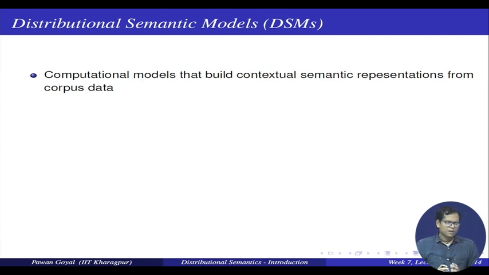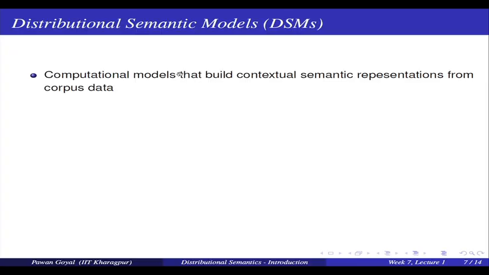Now, to capture these distributions and find semantics from there, the models that are used are called distribution semantic models, and there is also a term DSM for them. What are these? These are various computational models that build contextual semantic representations from corpus data. What is important here is that I am already given some data, and the more data generally the better. I am given some corpus data on how different words are used in language, and from there I am trying to come up with a distribution semantic model, and this will capture the differential aspects of meaning among words.